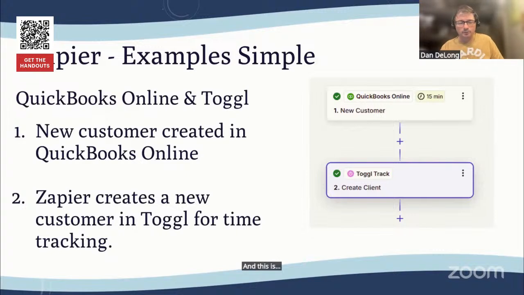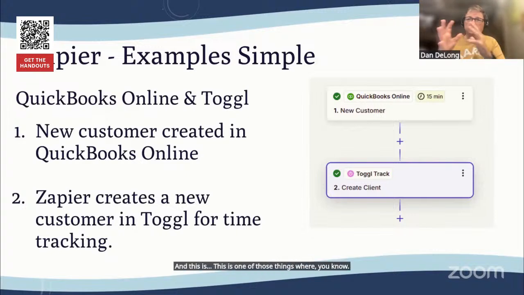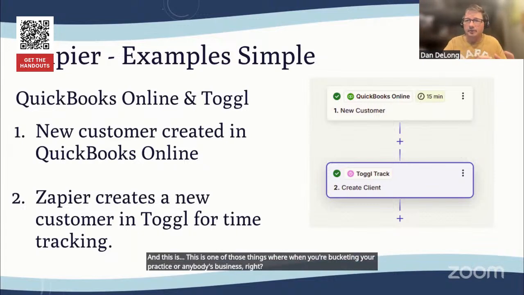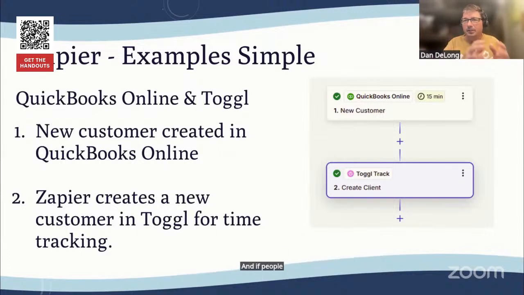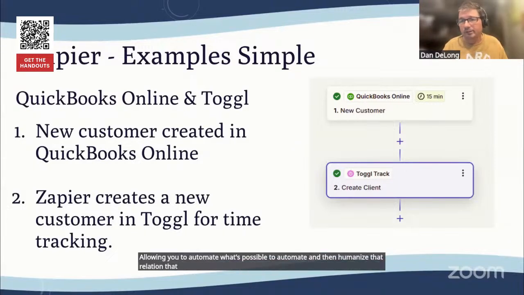Yeah, and this is one of those things where, when you're bucketing your practice or anybody's business, there's the 3 P's: programs, product, processes, and people. And if people are doing processes that can be easily done, this is a great use case for something like this. It allows you to automate what's possible to automate, and then humanize the relationship where it doesn't need a human clicker to do that, right?